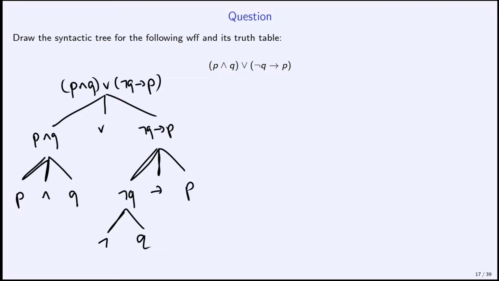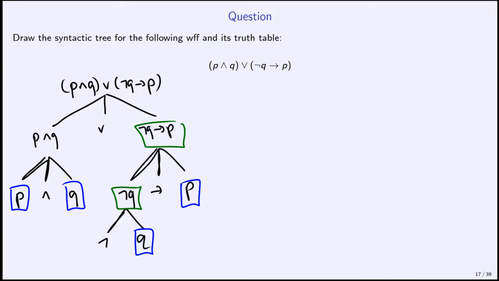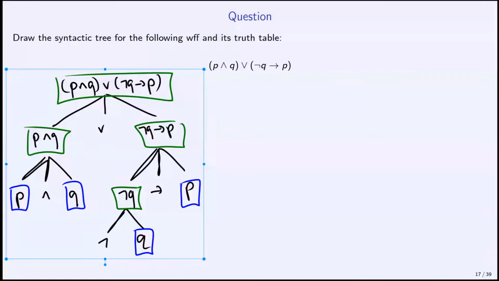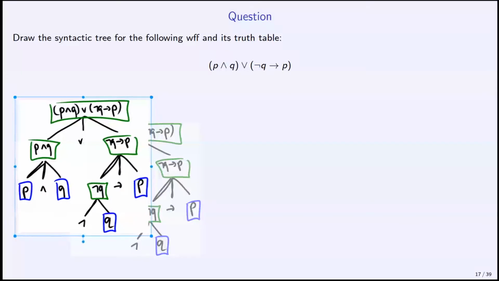So when I'm building my truth table, I need a column for the P's. I need a column for Q's. Then I need a column for not Q. To build not Q arrow P, I need a column for that. I need a column for P and Q. And I need a column for P and Q or not Q arrow P. So I actually need quite a few columns here. So because of that, I'm going to shrink this a little bit.